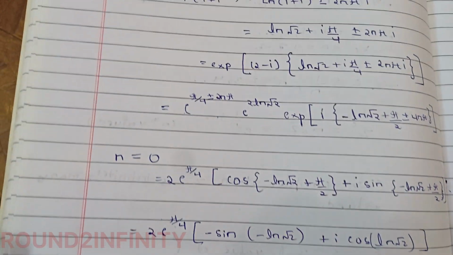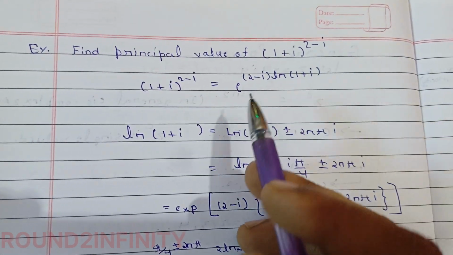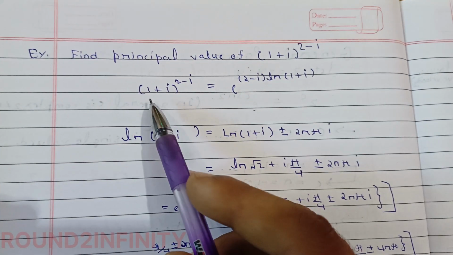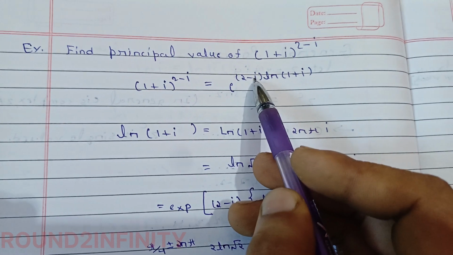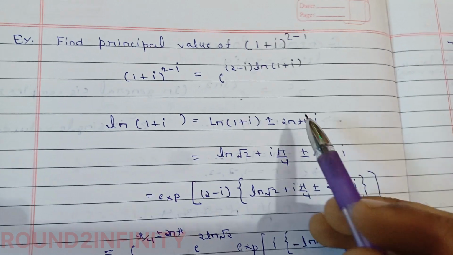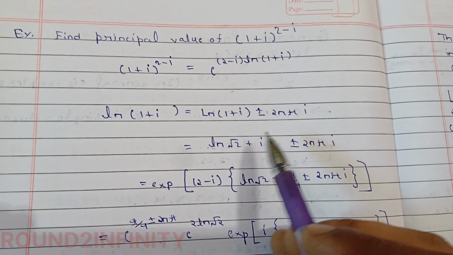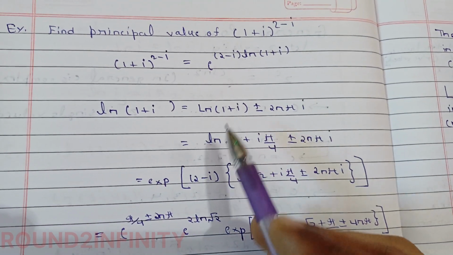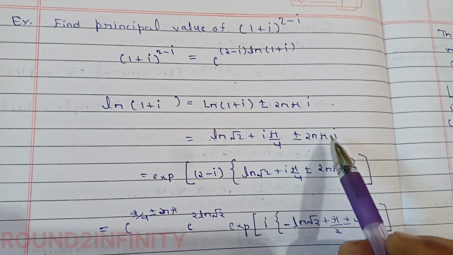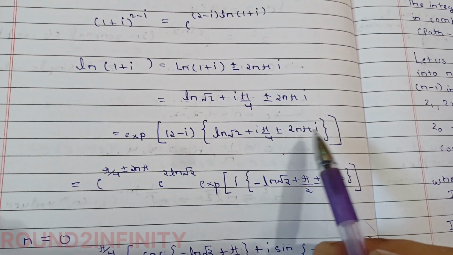Let's see some more examples. Find the principal value of (1 plus iota) raised to power (2 minus iota). This will also have infinitely many values, but we need to find the principal value. So (1 plus iota) to the power (2 minus iota) can be written as exponential of (2 minus iota) log(1 plus iota). Now exponential, and inside it is this function. So find the value of log(1 plus iota) using the same formula, principal value plus minus 2n pi iota. The principal value of log(1 plus iota): mod of this will be root 2, and argument will be pi by 4. So this is our principal value plus minus 2n pi iota. Now multiply this whole term with (2 minus iota) and exponential outside. So we get this form.